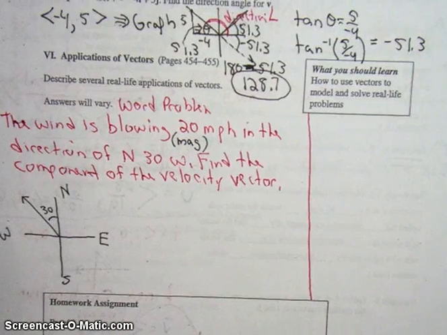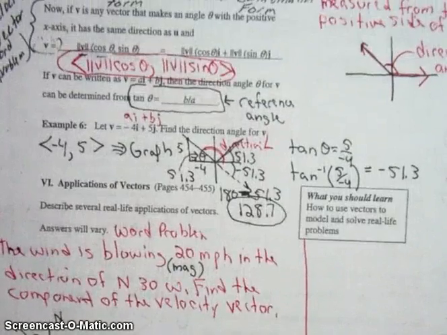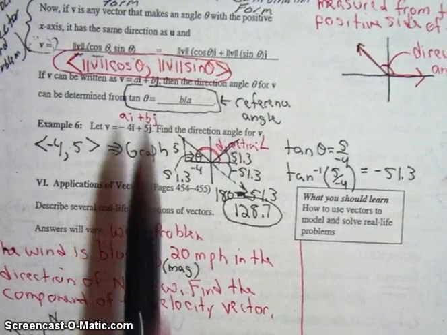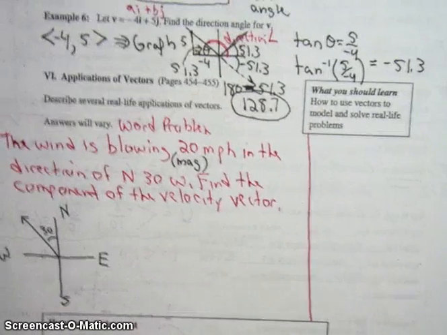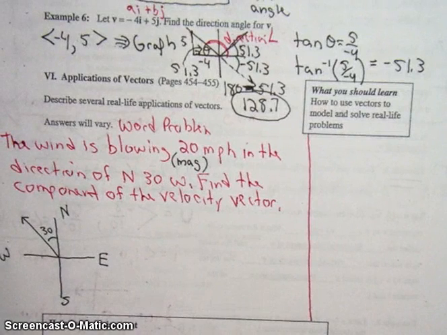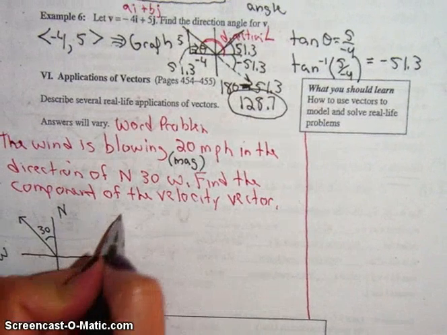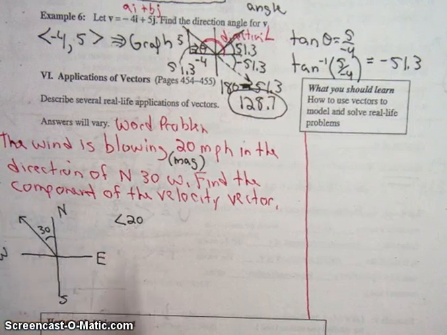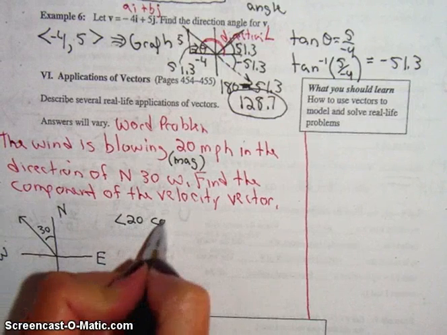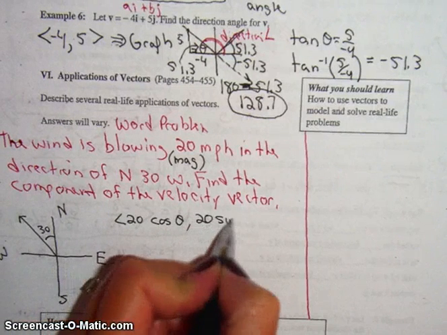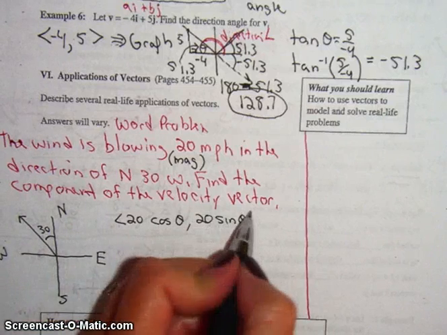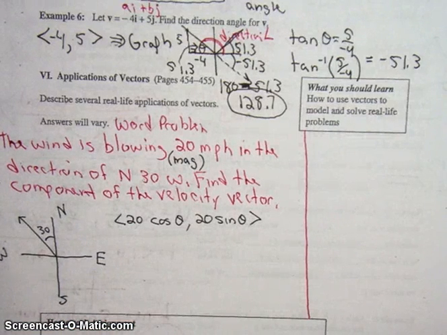The first part of the velocity vector is the magnitude of the vector. Well, the magnitude of this vector is the speed. So do we know the speed? 20. 20 cosine theta, 20 sine theta. Okay, now we just have to find theta.